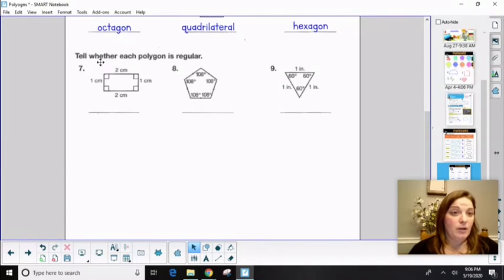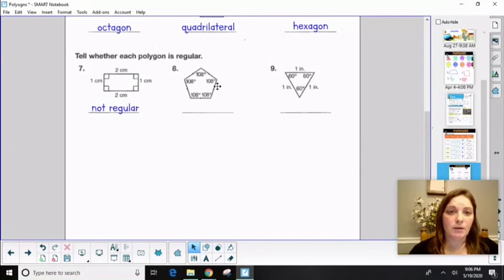Now we're going to tell if these polygons are regular or not regular. Remember, regular means they have the same side lengths and the same angle measures. So looking at this figure, it has 4 sides, so it's a quadrilateral. I see the top and bottom measure 2 centimeters, and the left and right each measure 1 centimeter. So are all of the sides the same? They are not, so this is not regular.